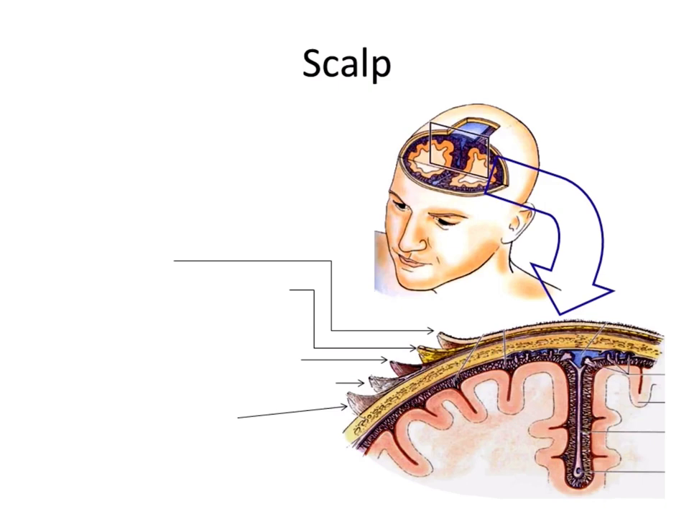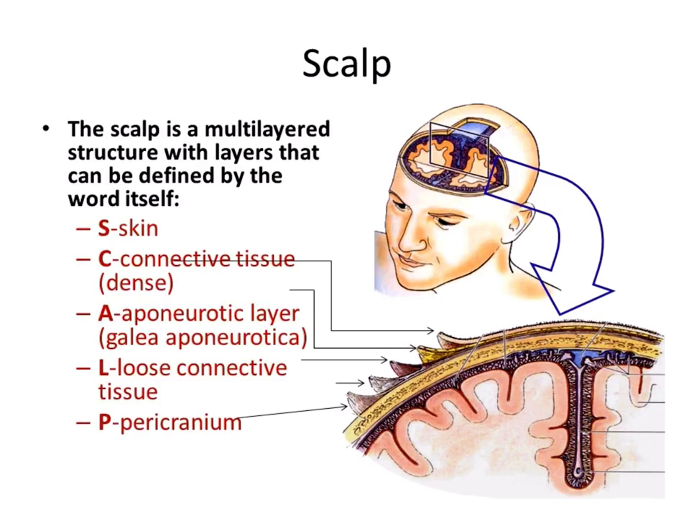Scalp. What are the layers of the scalp? The scalp is a multi-layered structure, with layers that can be defined by the word itself. How many layers of the scalp? There are 5 layers. One can easily remember the layers of the scalp by remembering the letters of the word scalp itself.